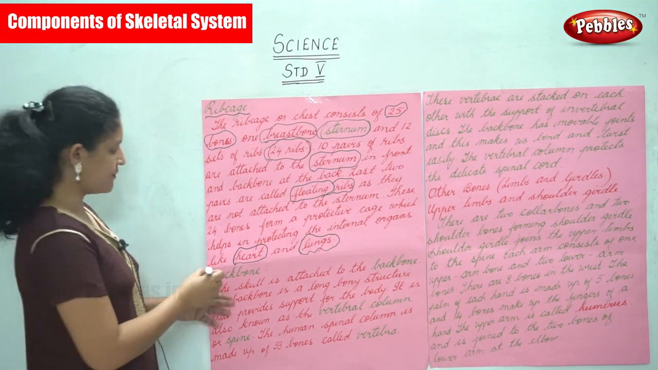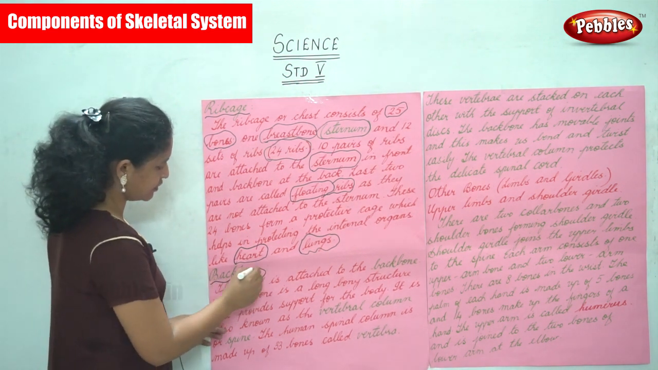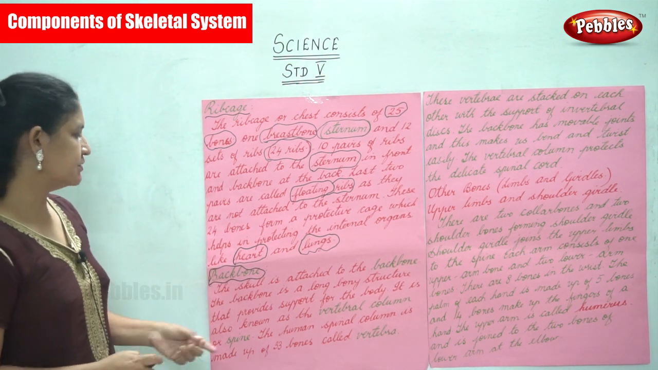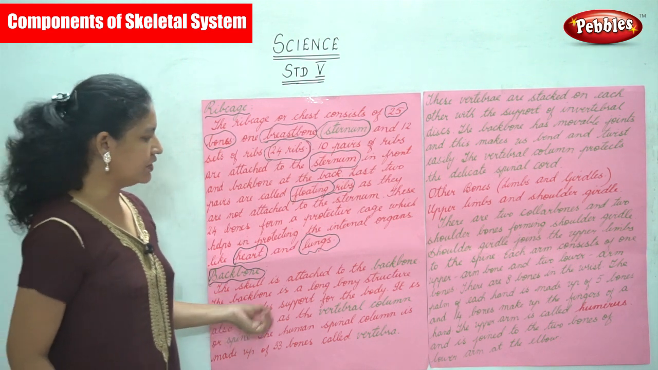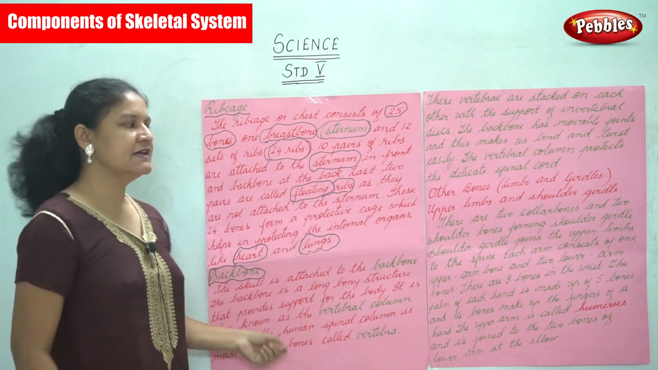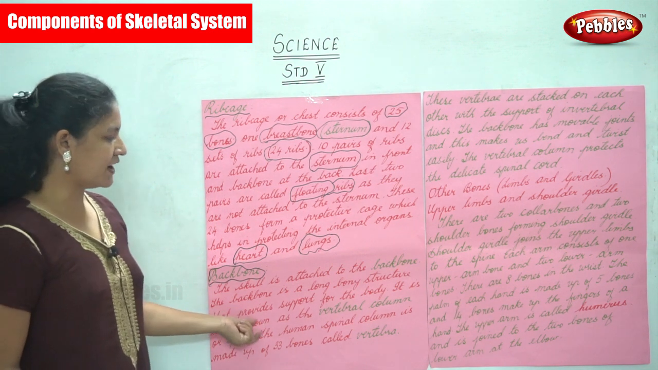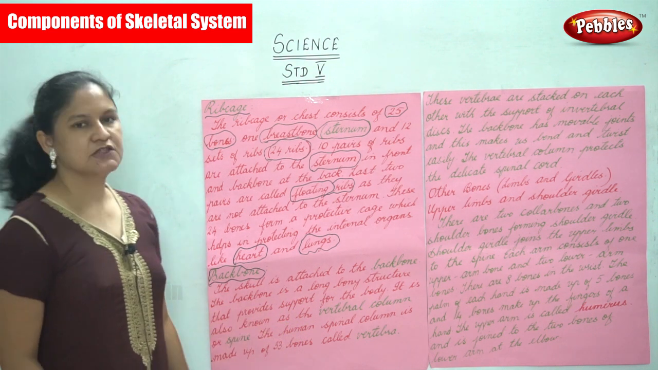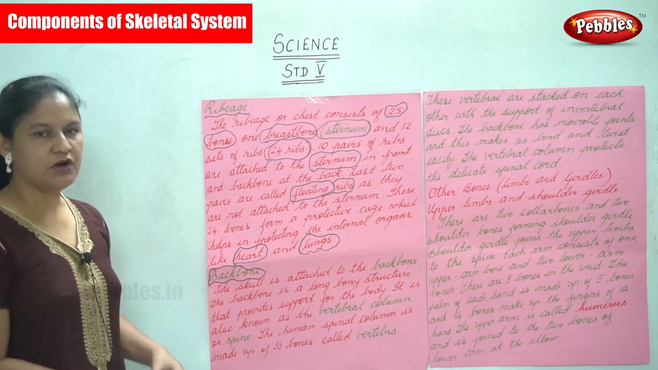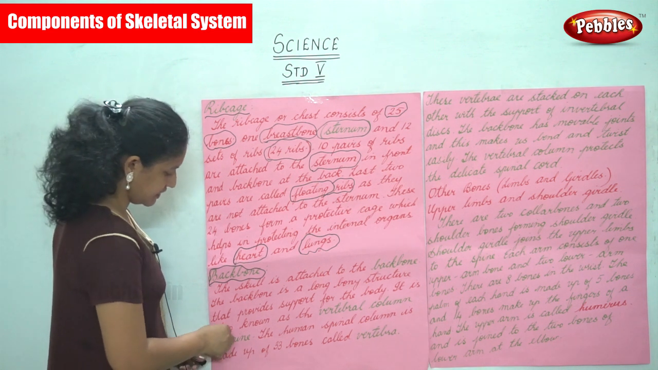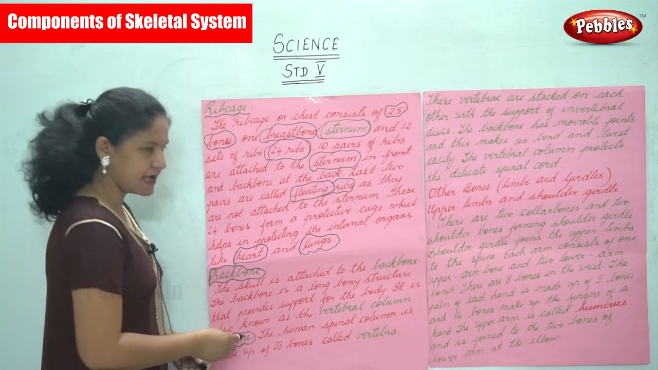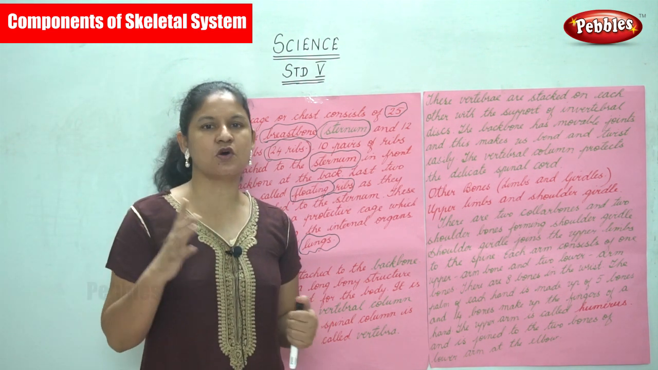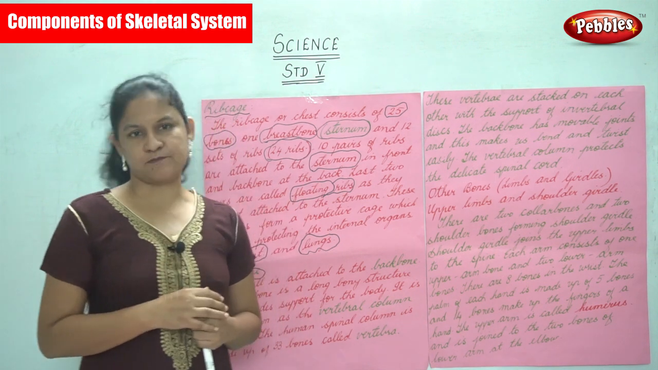Moving on to the next component, the backbone. The skull is attached to the backbone. The backbone is a long bony structure that provides support for the body. It is also known as the vertebral column or your spine. In our earlier session, we've seen that animals are divided into two groups, based on the presence or absence of a backbone.